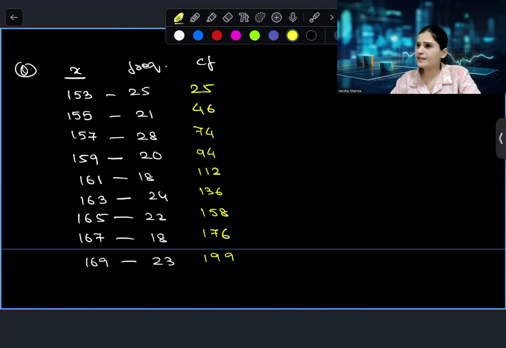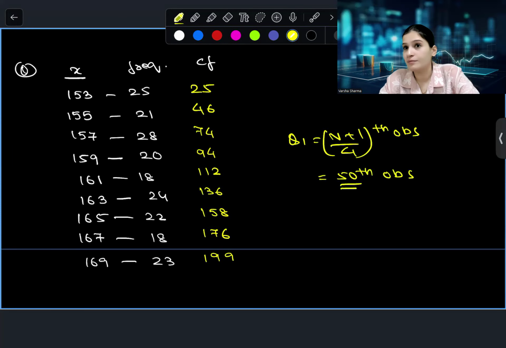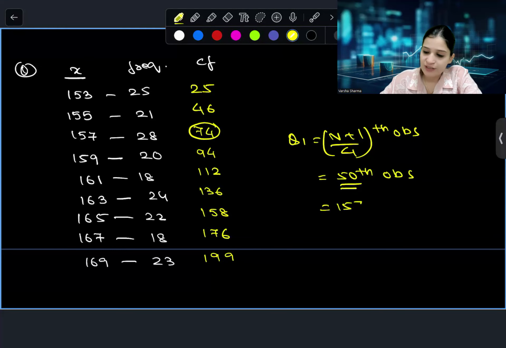Fine. In this case, the formula is still the same. Q1 is (n plus 1) by 4th observation, 44th observation. So what we see is we want this number in the CF column. If you don't have the same number, you see the immediate greater number. So you find the CF which is just equal or greater than that, 74. 74 is written for which number? 157. So Q1 will be 157.